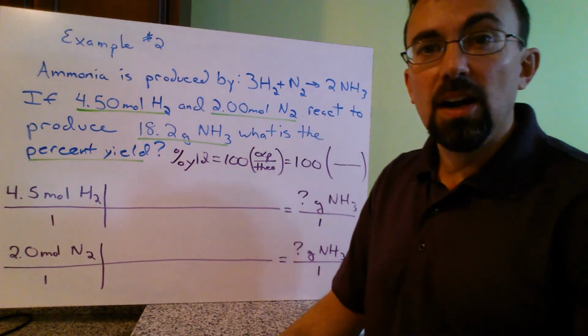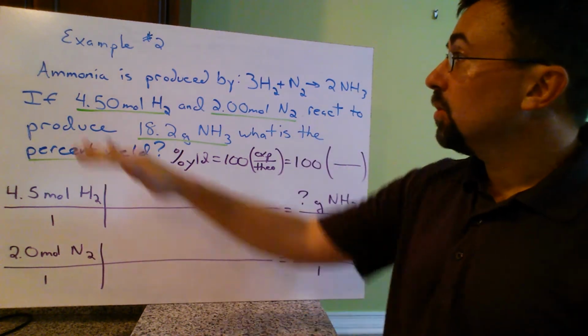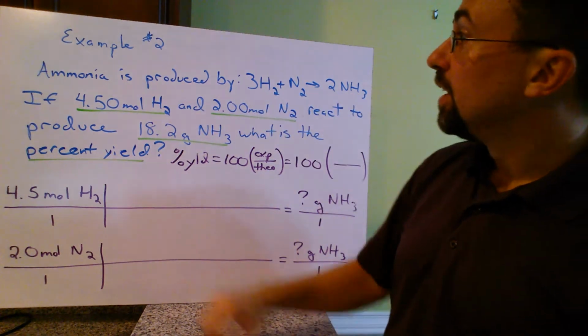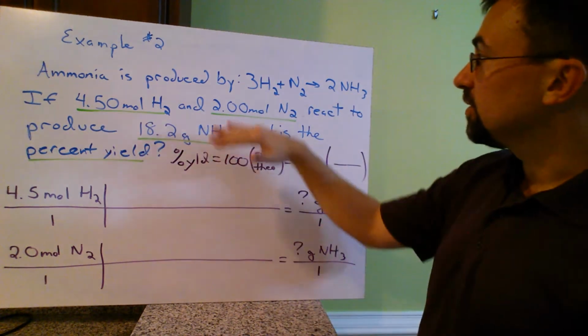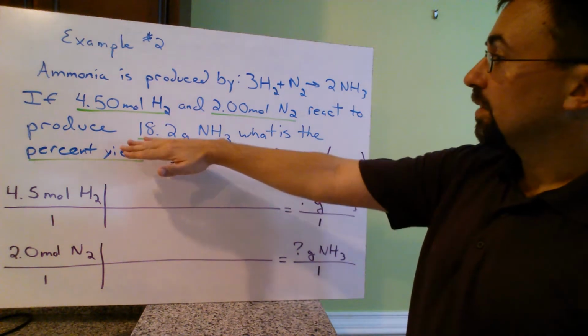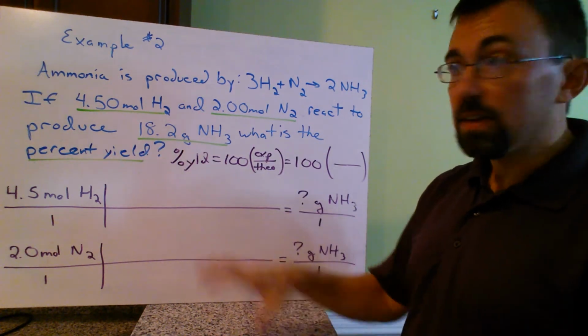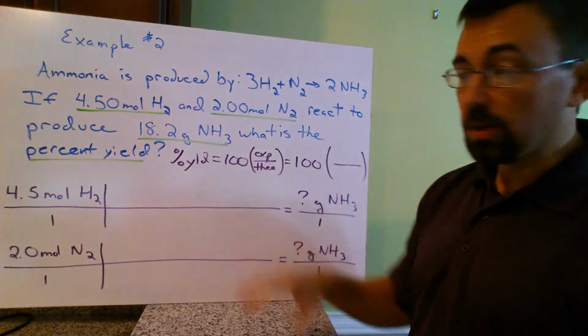Okay, so ammonia is produced from the reaction of hydrogen gas and nitrogen gas to form ammonia. If we start with 4.5 moles of hydrogen, 2 moles of nitrogen, and we react that to get 8.2 grams of ammonia, what would be the percent yield? Very standard worded, very traditional problem here.